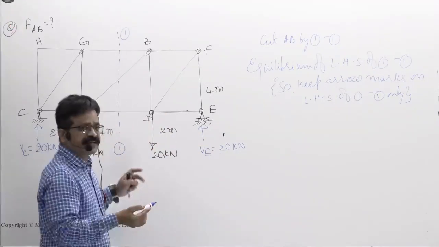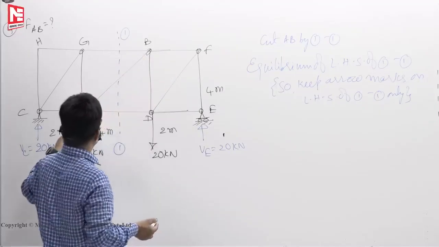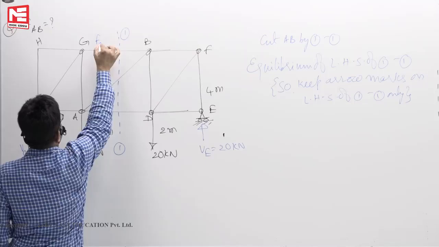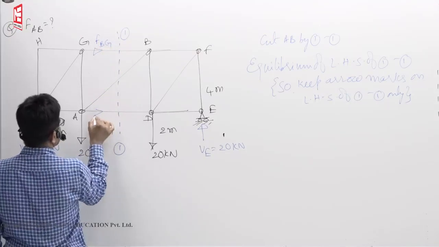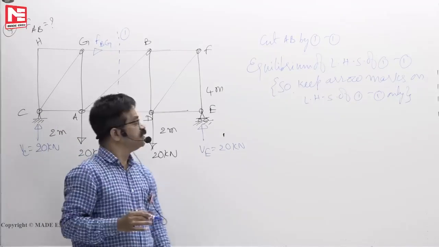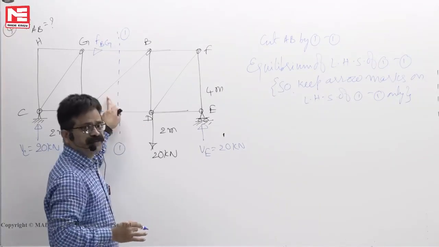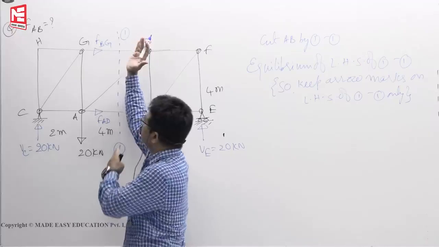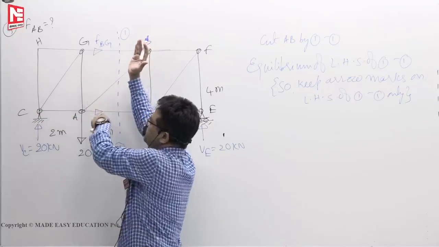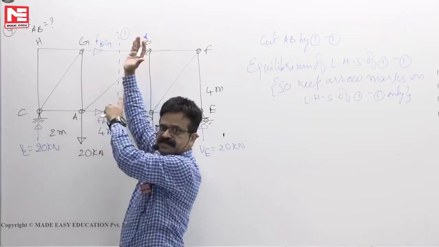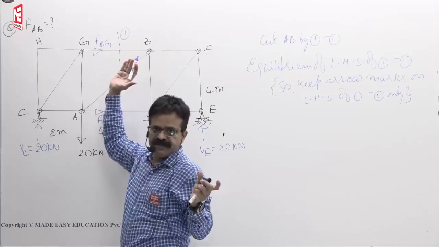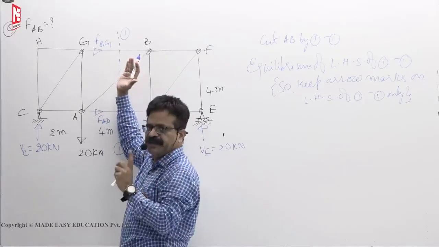AB member we will put later. First, we don't want the GB member and AD member. How you put arrow marks doesn't matter at all. So FBG, FAD, because they will not come into the equation at all. Now we want to put the correct arrow mark for the force in the member AB. Cut it, look left side. Because these two members are horizontal, the forces are horizontal, so we don't want them to appear in our equations.